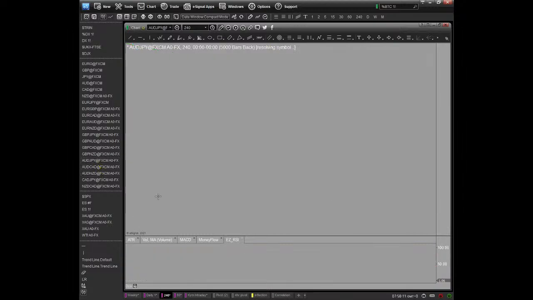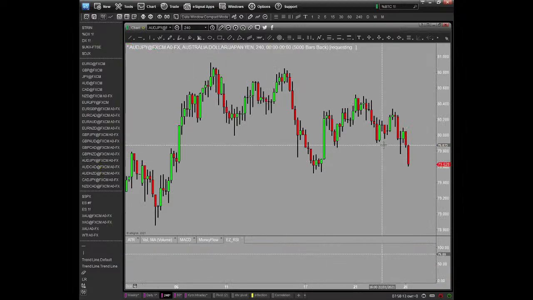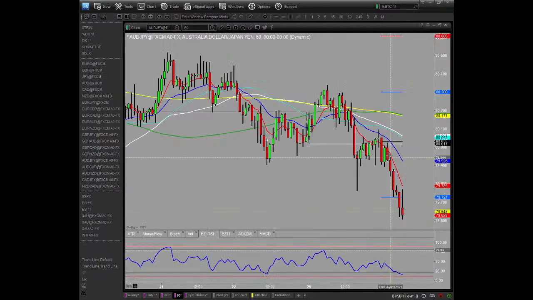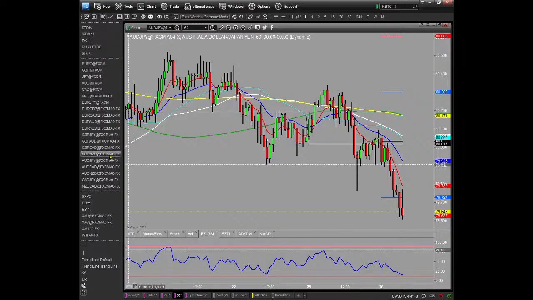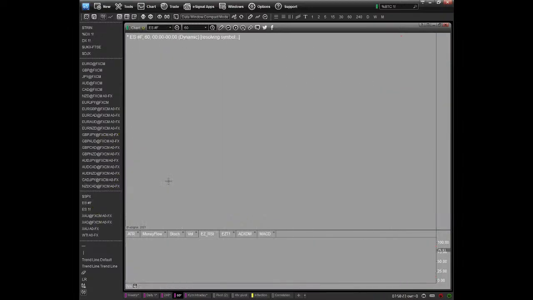And the Aussie Yen, let's just have a quick look at the Aussie Yen. Well, this too is also selling here, and well, already gone. Nothing left for me on there. It's gone so far. So we'll look at the futures then.